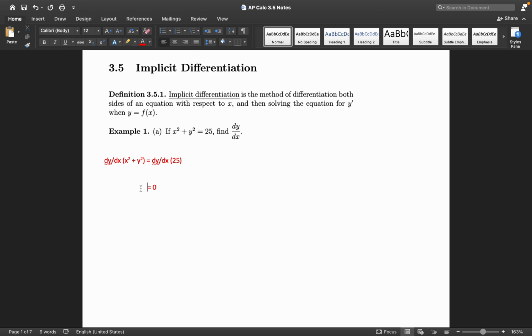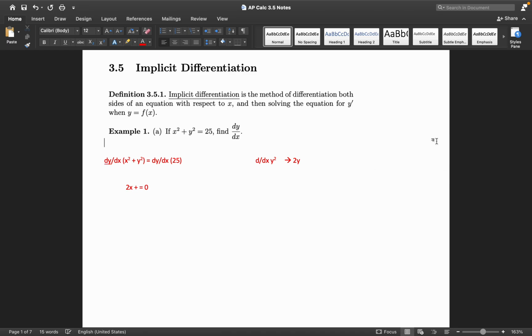The derivative of the left side is a little bit harder. I know the derivative of x squared is 2x. Here's what we have to do though. I have to take the derivative with respect to x of y squared. So what do we do in this situation? Because I'm taking the derivative with respect to x, I'm going to do what's kind of like a chain rule. I'm going to do the 2 times this stuff.